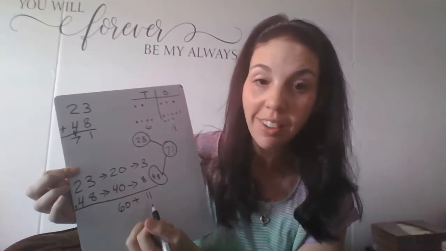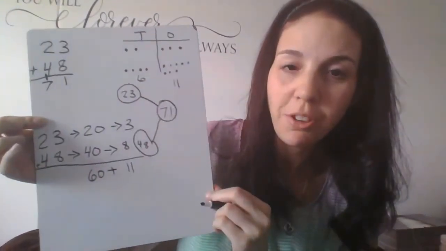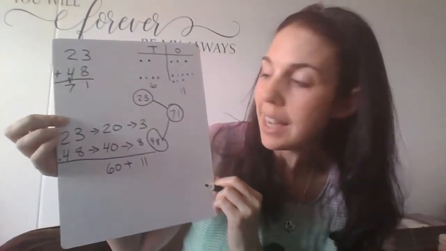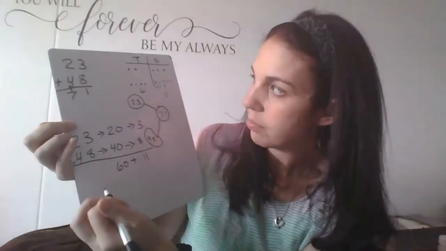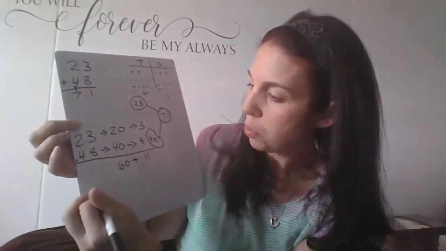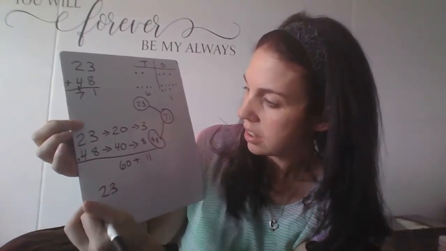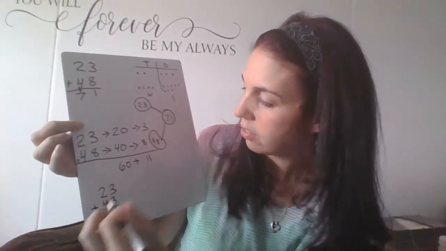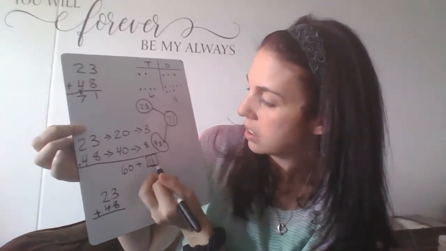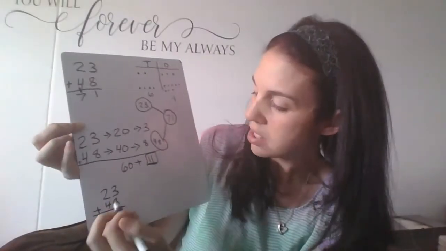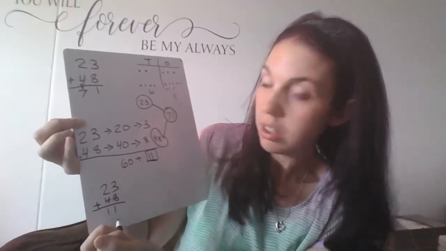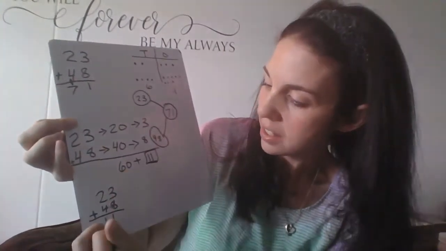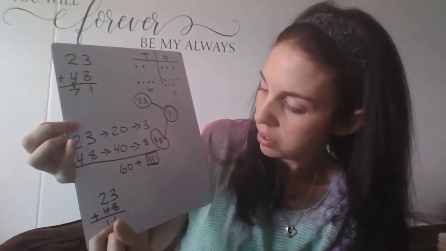Our new strategy is called totals below. And totals below, what that means is with our problem 23 plus 48, watch this. We can take our 1s, 8 and 3, 8 plus 3, and write the total below. Our 1s, the total of our 1s is 11, the total of our 10s is 60, and write that below.